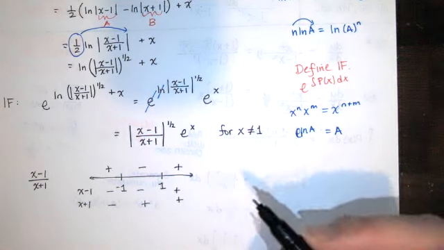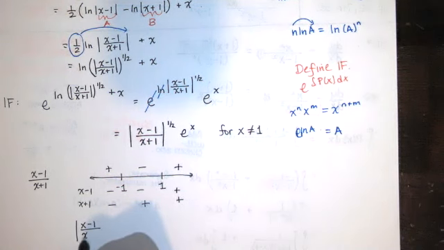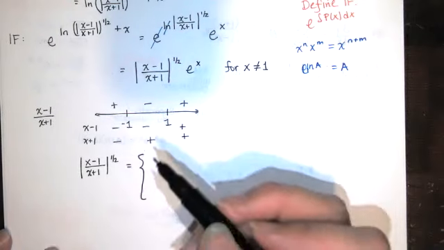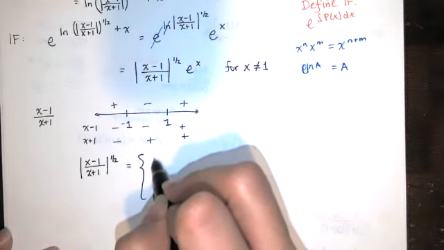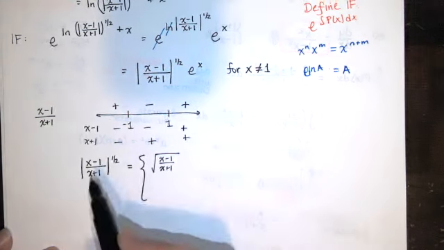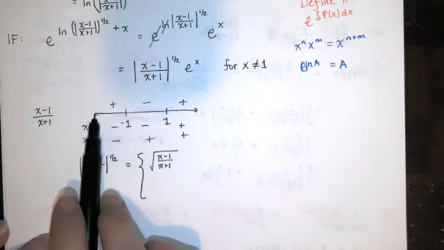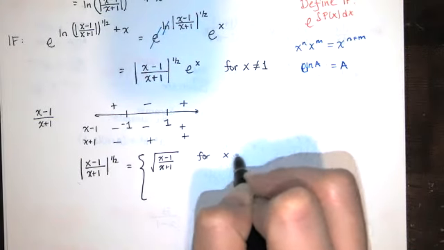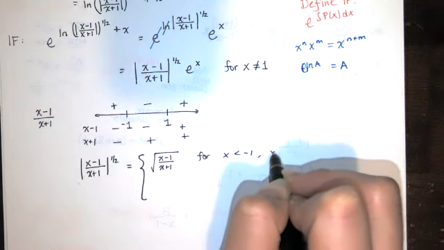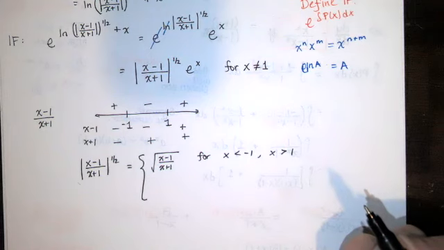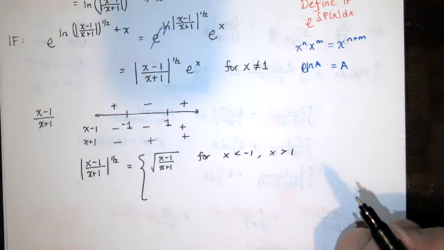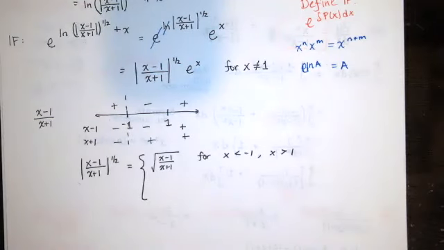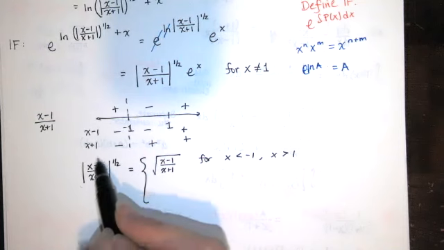So this absolute value of x minus 1 over x plus 1 raised to the 1/2 is going to be equal to just the square root of that, whenever this expression is positive, which is on the interval from -infinity to -1, and also on the interval from 1 to infinity. And actually at -1, we're going to have a problem as well because there's an asymptote there. So that's fine. But on the interval from -1 to 1, this expression is negative.